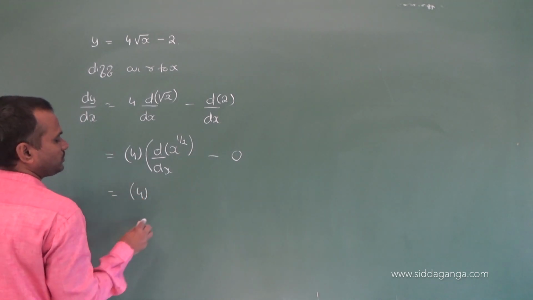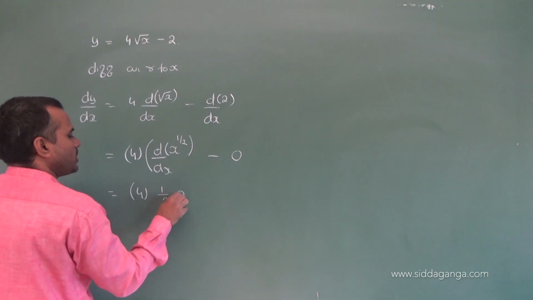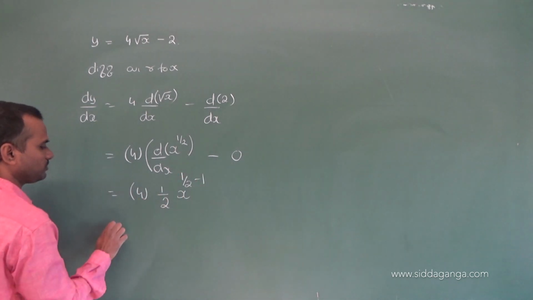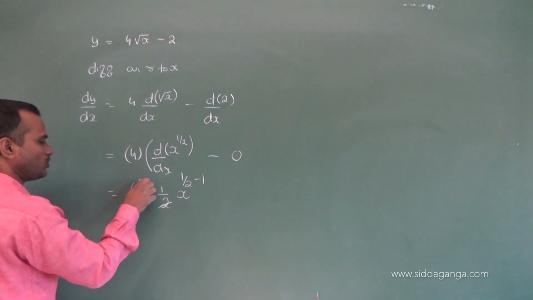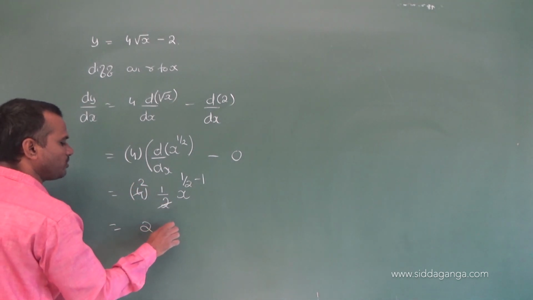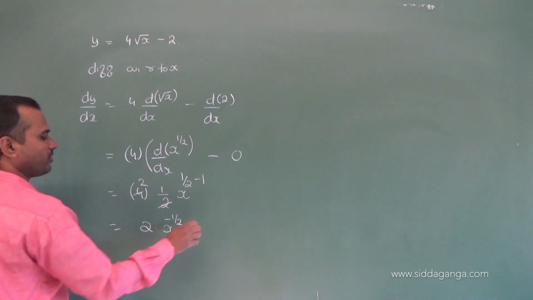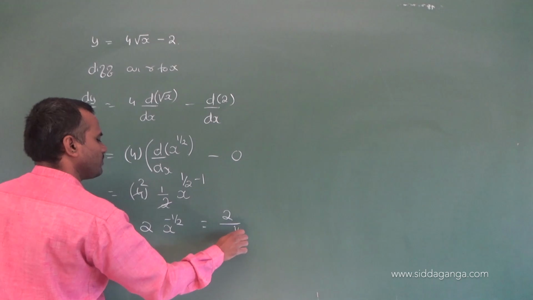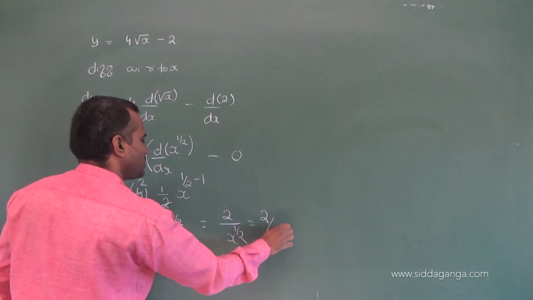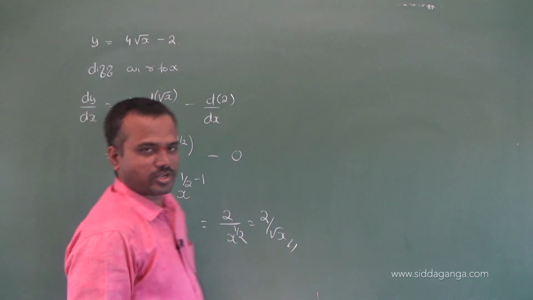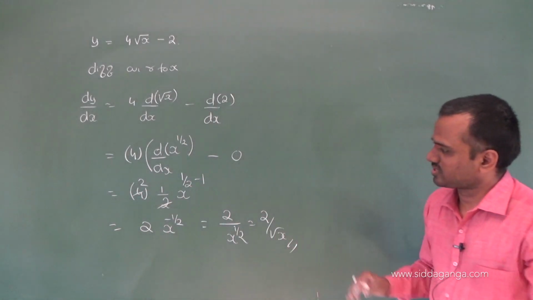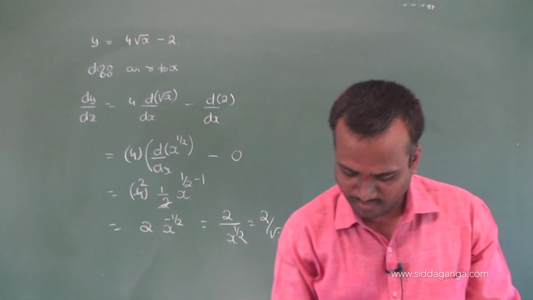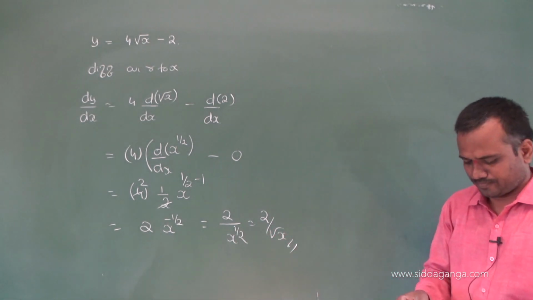4 into half into x to the power half minus 1, which is 2 into x to the power minus half. That is equal to 2 divided by x to the power half, which is 2 divided by root x. Observe the simplification carefully. Next problem.